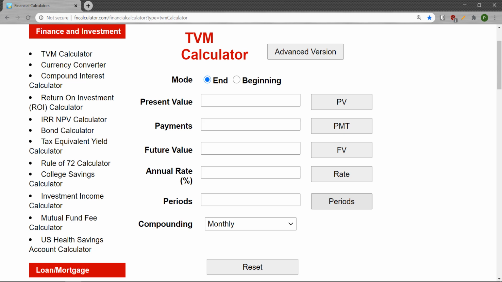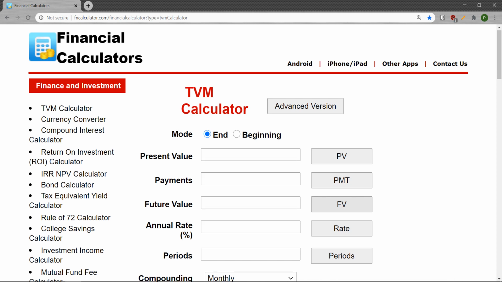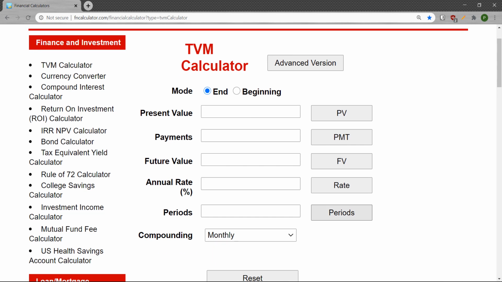Let's see how you would enter these numbers in an online financial calculator. Okay, this is the calculator at financialcalculators.com, fncalculator.com, and this one's free and it works very well, so you can go ahead and use this one if you don't have one of your own. Okay, but for our first example, we had 15,025 as our present value. Our payment was negative 50. Our future value was 0.